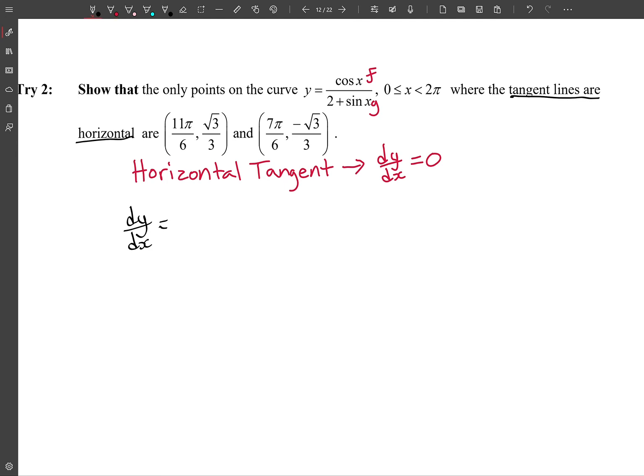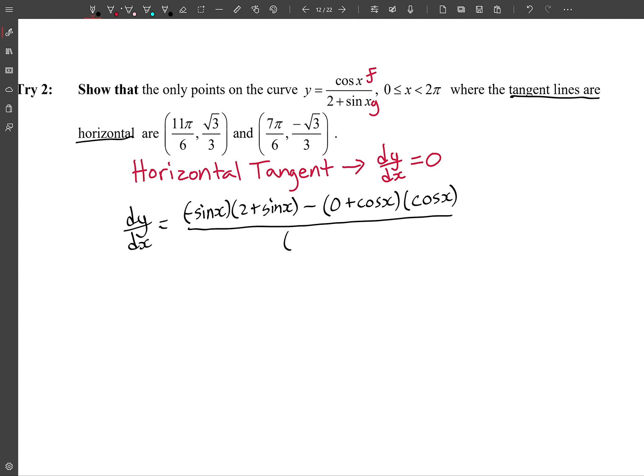So I'm going to start with the derivative of f. So the derivative of cosine x is negative sine x, multiplied by g, which is just 2 plus sine x, minus the derivative of the denominator, which is the derivative of 2 is 0, and the derivative of sine x is cosine of x, times just the numerator, our f value, which is cosine of x, all divided by our g squared, our denominator squared, 2 plus sine x squared.